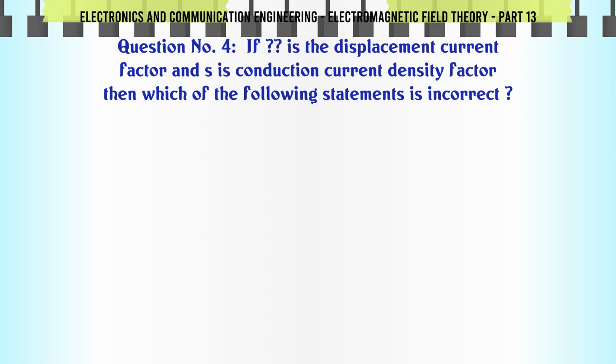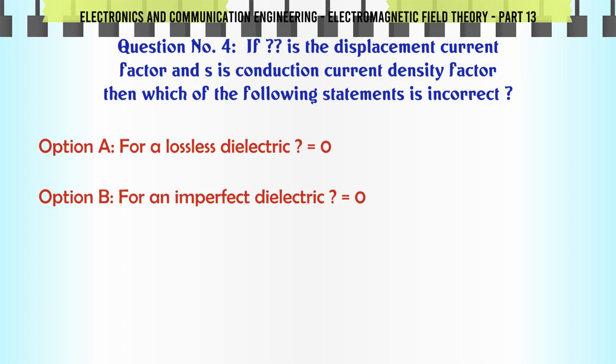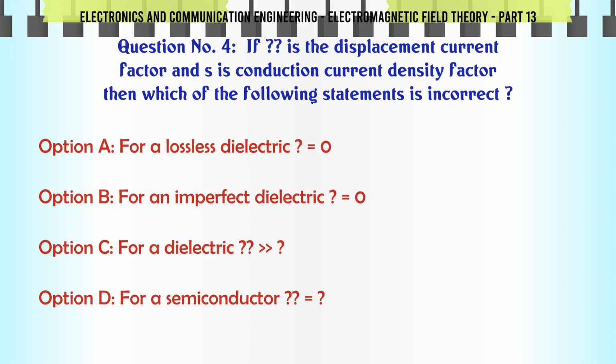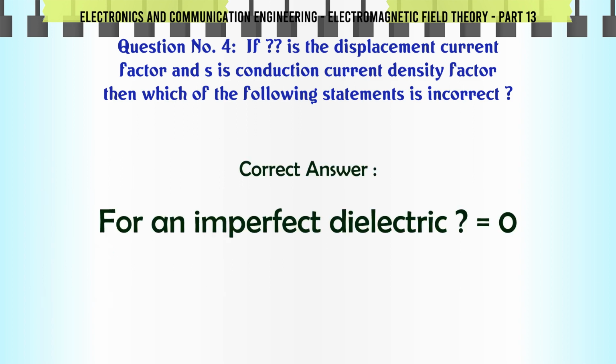If σ is the conduction current density factor and ωε is the displacement current factor, then which of the following statements is incorrect? A: for a lossless dielectric σ = 0, B: for an imperfect dielectric σ = 0, C: for a dielectric, D: for a semiconductor. The correct answer is for an imperfect dielectric σ = 0.